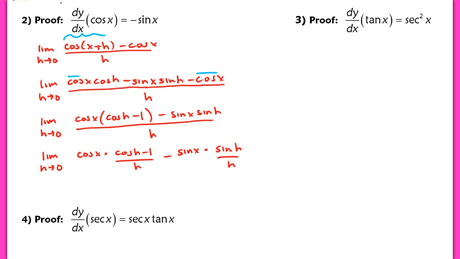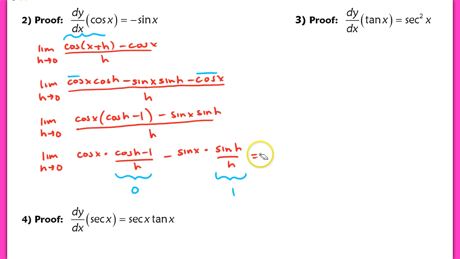Now if we evaluate the limit here, we can break this up once again using our limit rules. We can take the limit as h approaches 0 of the cosine of h minus 1 over h, which again is just 0, and we can take the limit as h approaches 0 of sine of h over h, which is simply 1. Okay, so let me rewrite this now.